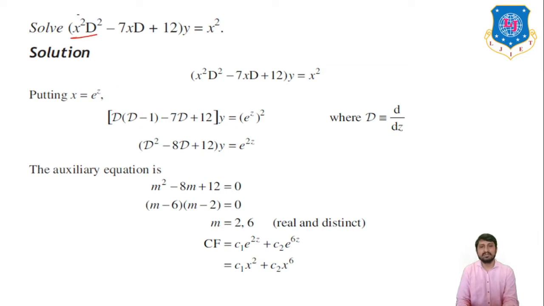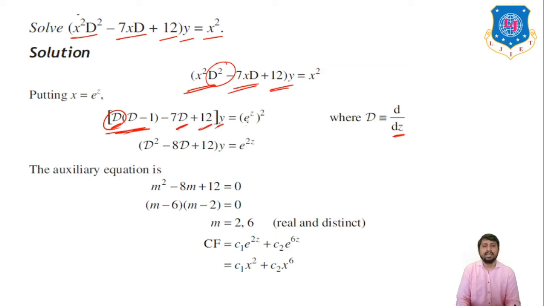x² d² minus 7xd plus 12 into y, that is equal to x². Okay, so x² d² minus 7xd plus 12. Instead of d², I can write D into D minus 1. This is the italic d, this is capital D. Now this D is nothing but d by dz, right? And x² is e raised to z whole square.